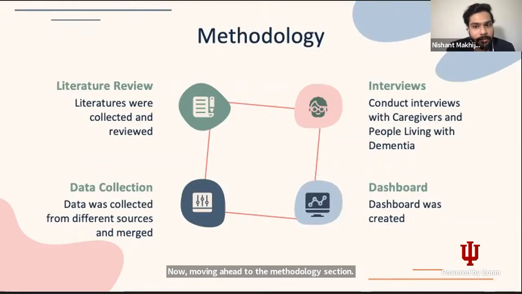Literature was collected, reviewed, and information around dementia needs and symptoms was extracted. Data was collected from literature and other sources, and it was merged to be used in a data set. The questionnaire was sent for IRB approval, but it got delayed and recently it got approved. So the next step will be conducting the interviews with people living with dementia and their caregivers. The data set gathered through the interviews will be refined and used in the dashboard.